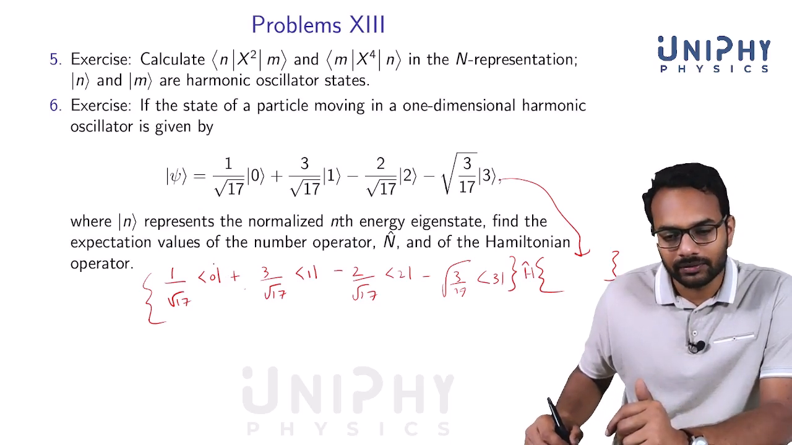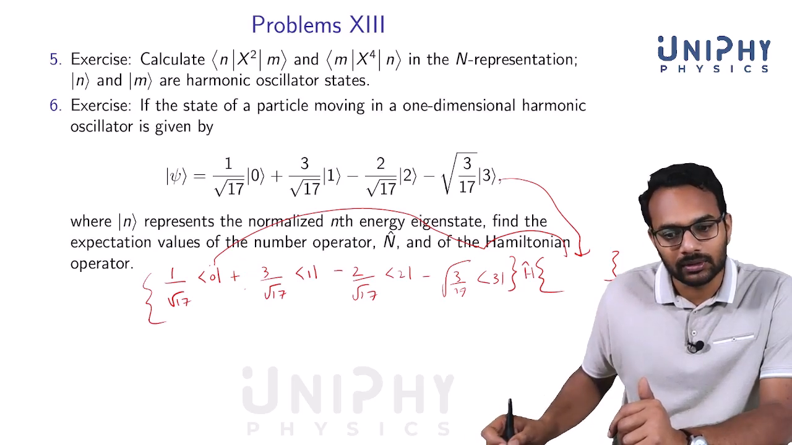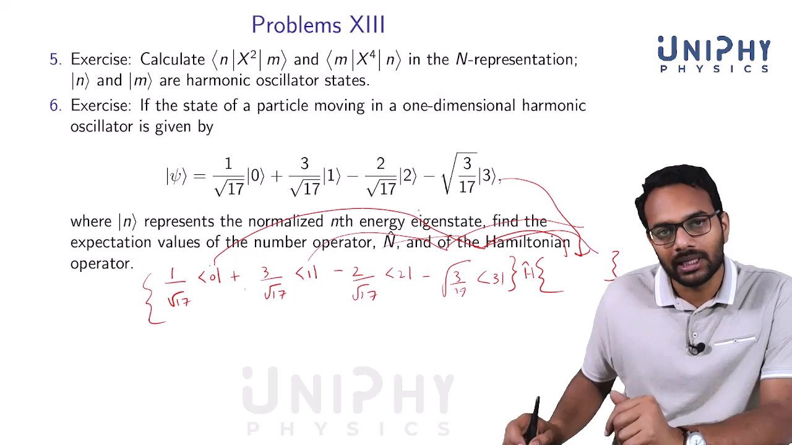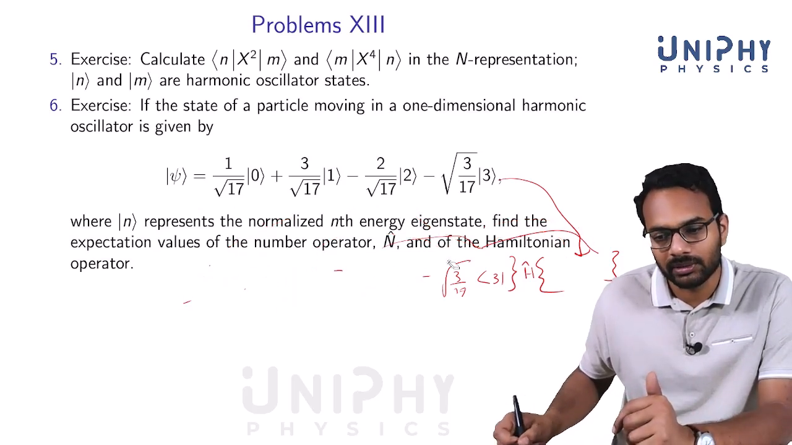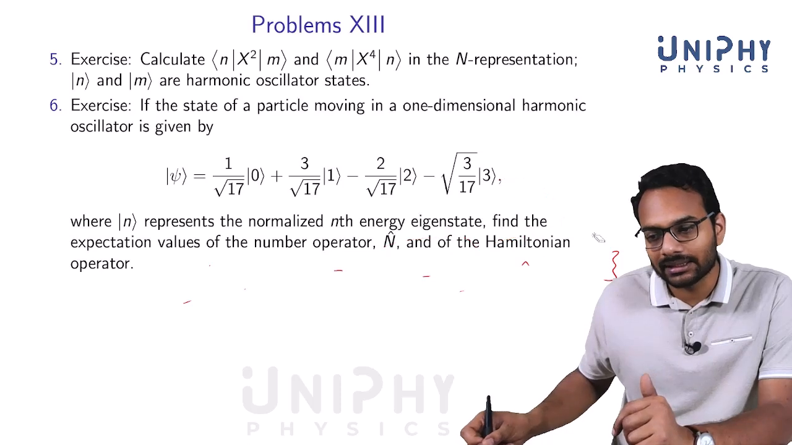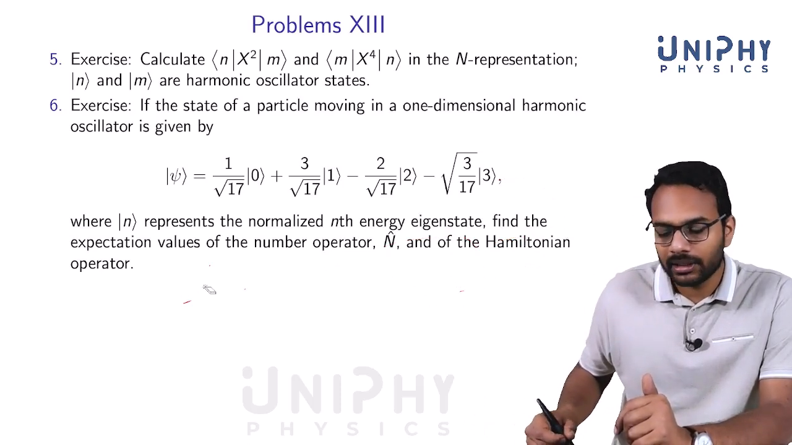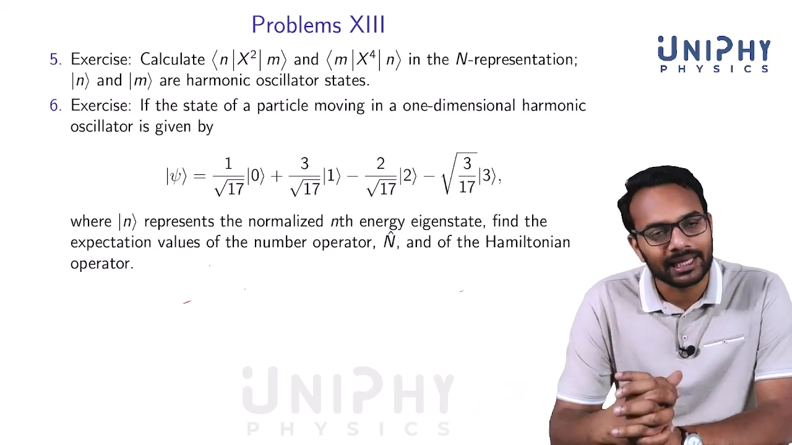So the first non-zero term would be 1 by square root of 17 <0|H|0>. All right, then <0|H|1> will be 0, <0|H|2> will be 0. Right, similarly <1|H|1> and <2|H|2>, like that. All right, these are the non-zero terms. The same is the case for N also. Okay, because these are eigenvectors, these are common eigenvectors of both N and H. Okay, so I hope you can do these things just to get some practice. Such problems can be asked for the exam.